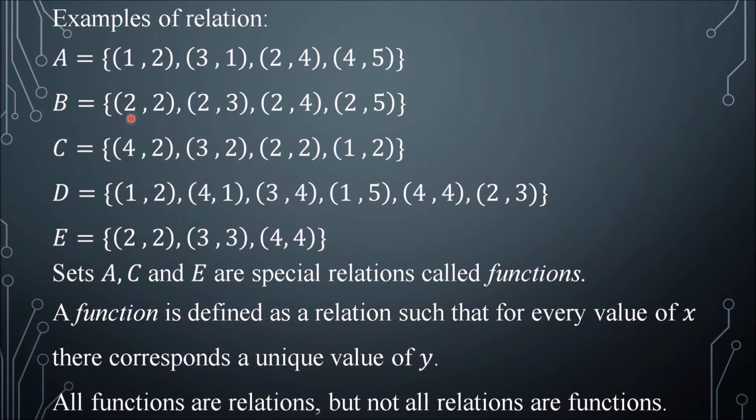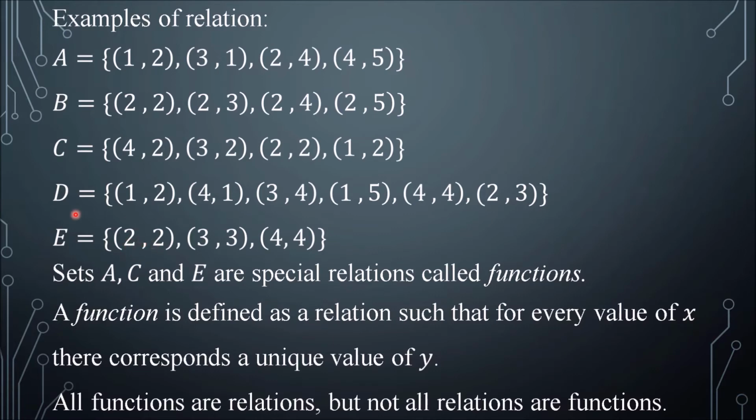As you can see, if this is x, this is y, this is x, this is y, 2 has two values of y. The value of y here is 2, the value of y here is 3. And then this one, the value of y is 4, and this one, the value of y is 5. So x has 4 values of y. So this is not a function. A function must have one value of y for every x.